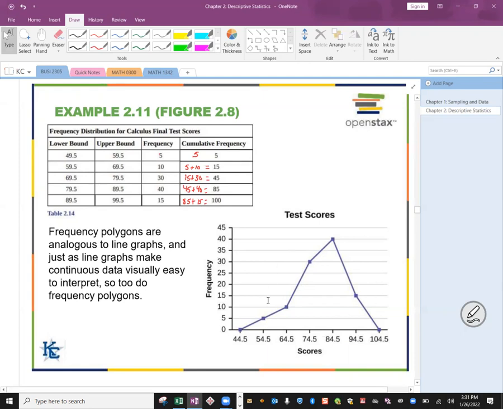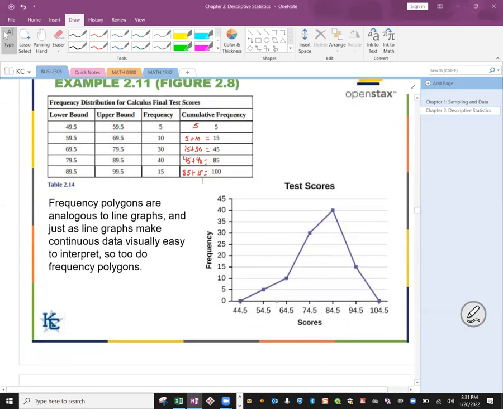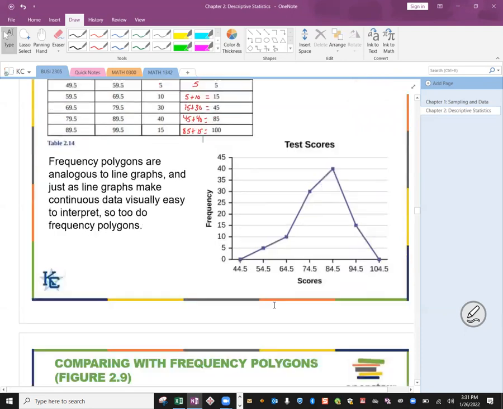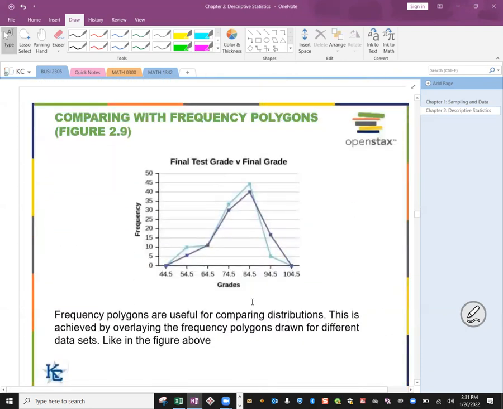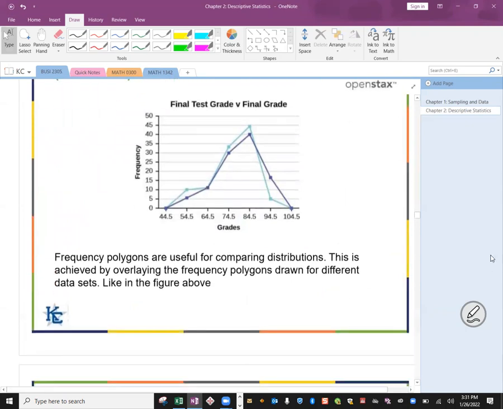And so here is the frequency polygon that goes with our example here. We often use frequency polygons so that we can compare data. So here we have two frequency polygons in different colors, but put on the same axis so that we can compare them.